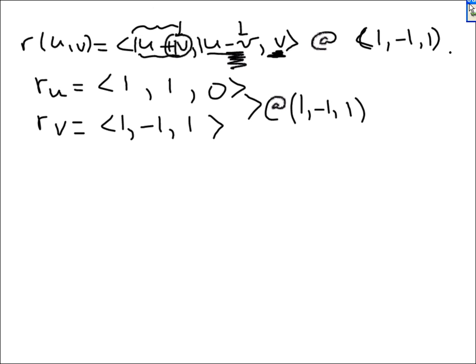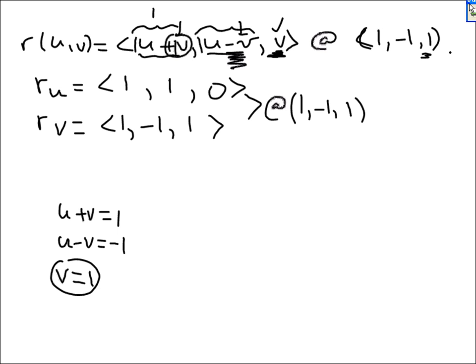We want u plus v to be 1. We want u minus v to be negative 1, and we want v to be 1. So v is 1. Okay, so u plus v should equal 1. That happens when u is 0. Let's make sure it works in this line. If u minus v is negative 1, then u should be 0. Okay, so we now know u is 0 and v is 0.